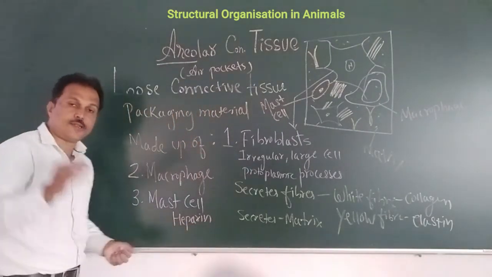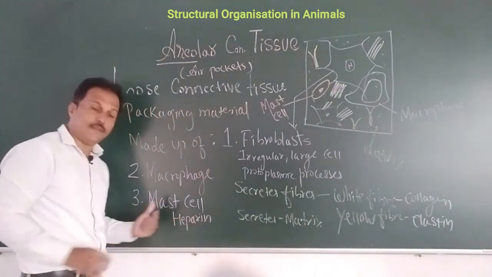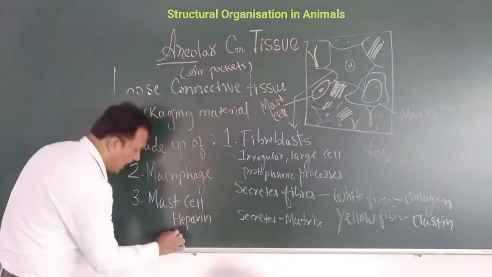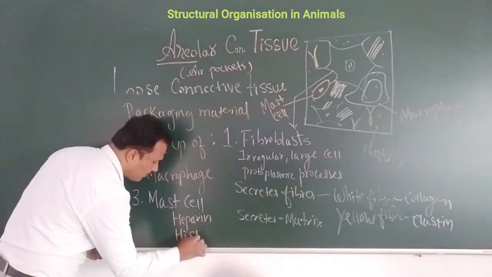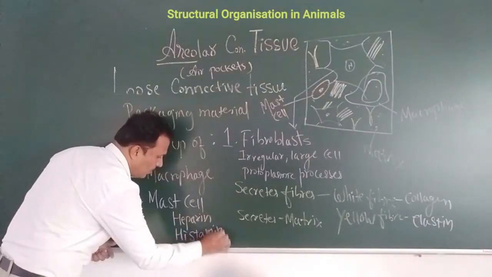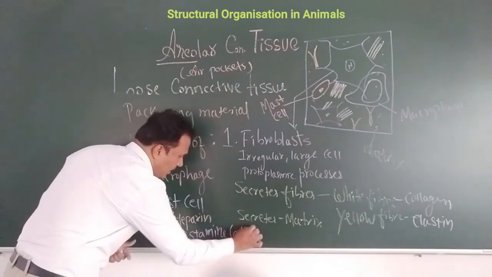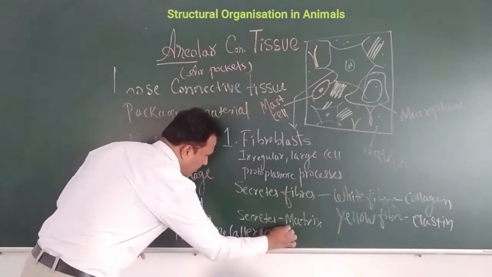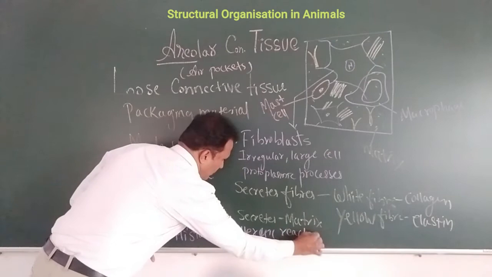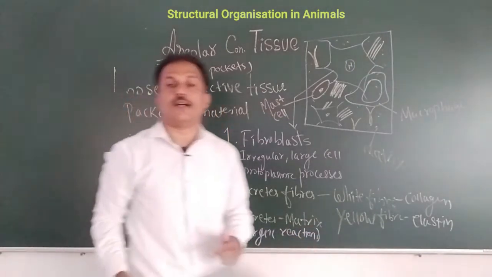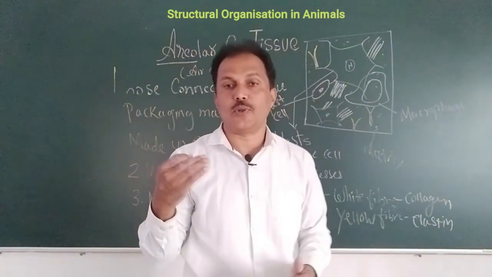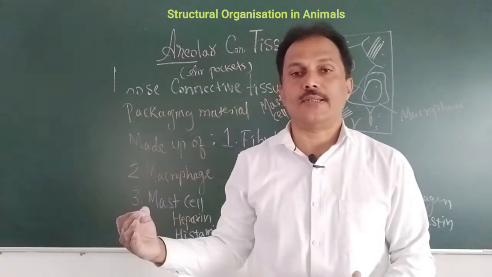One more substance is produced by or secreted by the mast cell, that is known as histamine. Histamine is generally secreted in allergic reactions. What is histamine? It is the substance produced by mast cells.